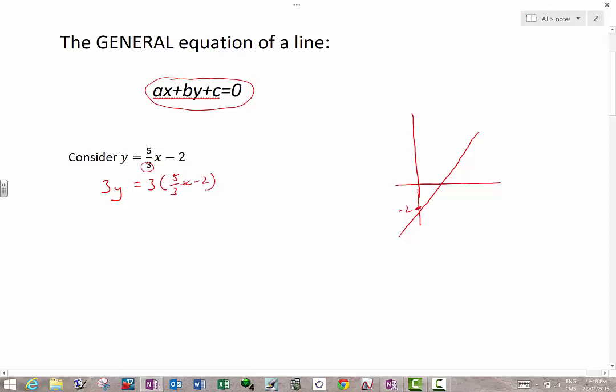So 3y equals 3 times 5/3 x minus 2. Well, 3 times 5/3 x is 5x, and 3 times minus 2 is minus 6. So 3y equals 5x minus 6. But if you notice, we need everything on one side equal to 0. So let's move the 3y over onto this side. So we'll have 0 equals 5x minus 3y minus 6, or indeed 5x minus 3y minus 6 equals 0, and this is in the general form.